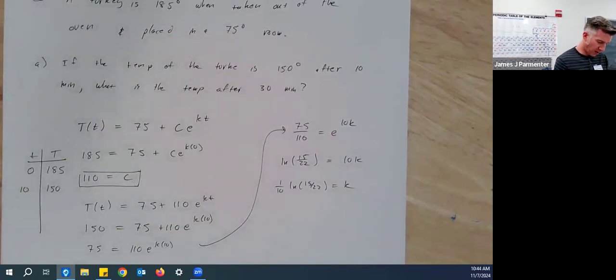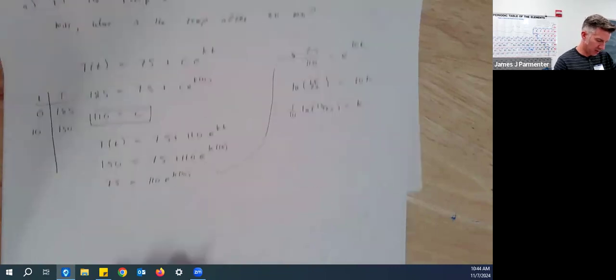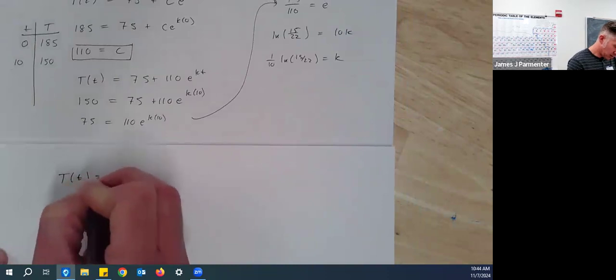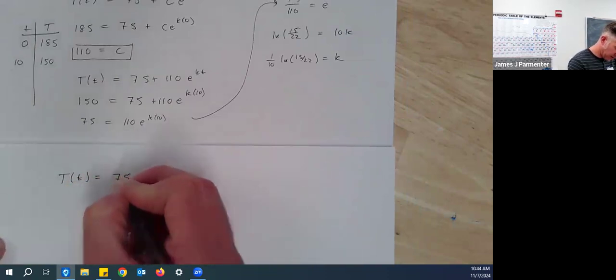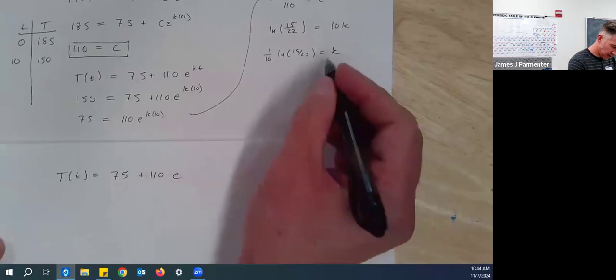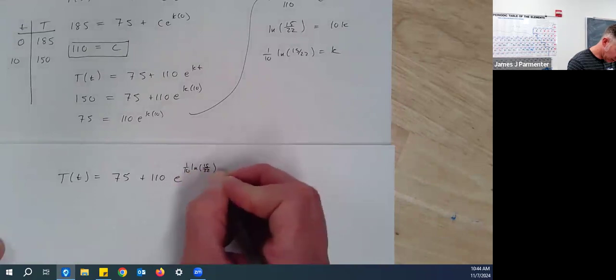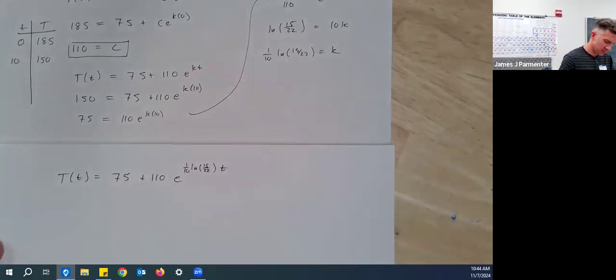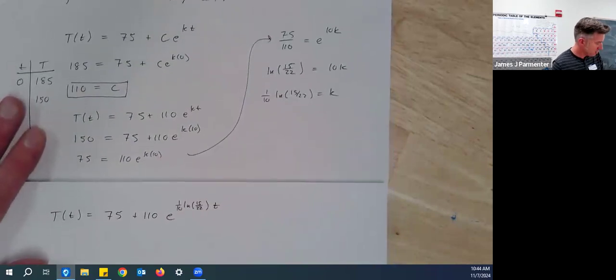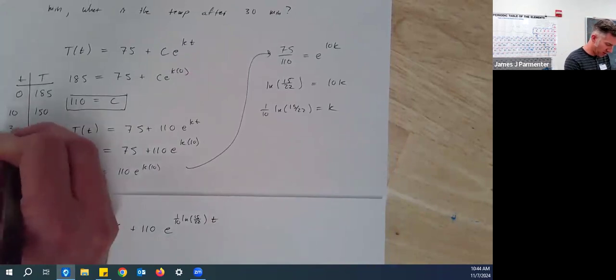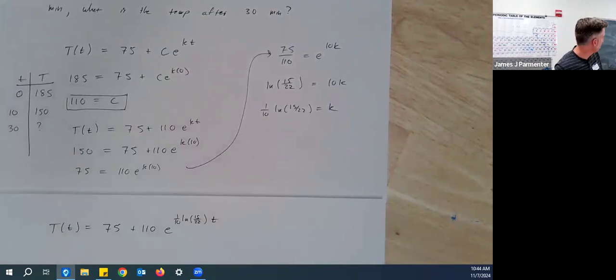So finally, now we can write our model. Let's write on another piece of paper here. So our temperature at time t is going to be 75 plus 110 e to that number k, 1/10 natural log of 15 over 22, times t. And now the question that was asked at the very beginning here is, what is the temperature of the turkey after 30 minutes? So we're going to set time equal to 30 and solve for the temperature, which isn't too terrible.